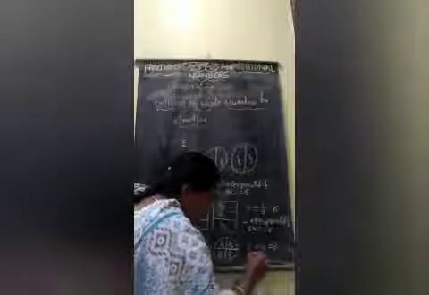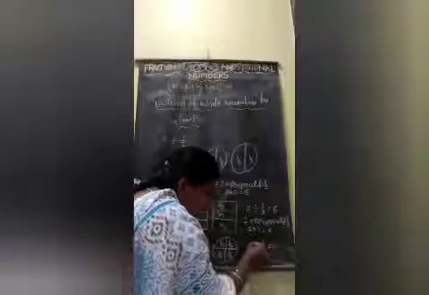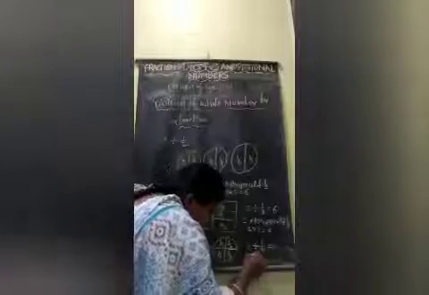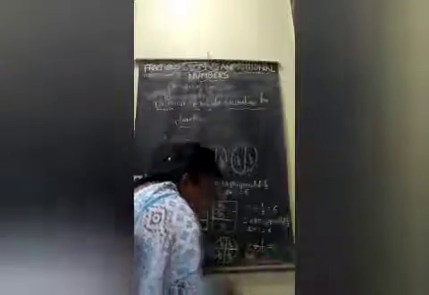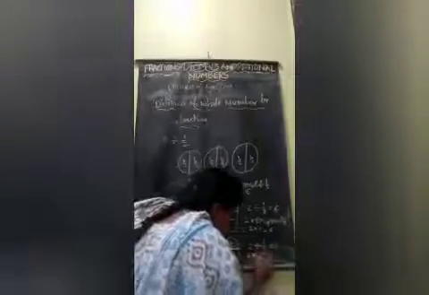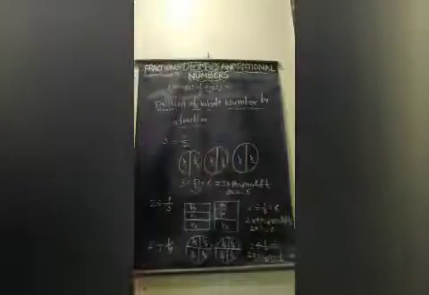Next one, 2 divided by 1 by 4 is converted into multiplication. 2 into the reciprocal of 1 by 4. That is equal to 2 multiplied by 4. That is equal to 8.